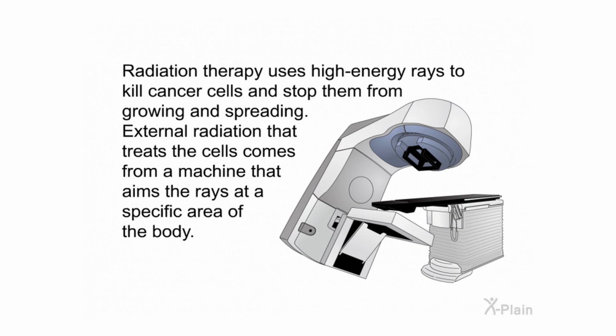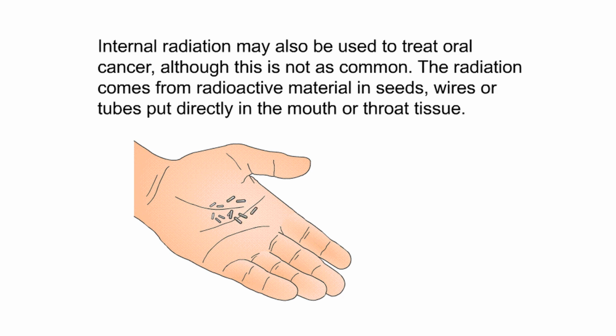Radiation therapy uses high-energy rays to kill cancer cells and stop them from growing and spreading. External radiation that treats the cells comes from a machine that aims the rays at a specific area of the body. Internal radiation may also be used to treat oral cancer, although this is not as common. The radiation comes from radioactive material in seeds, wires, or tubes put directly in the mouth or throat tissue.